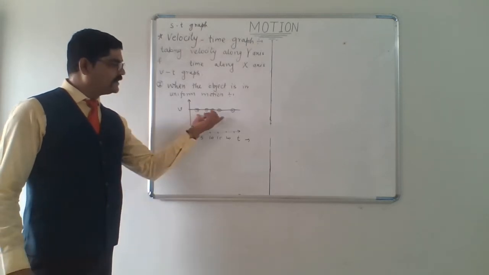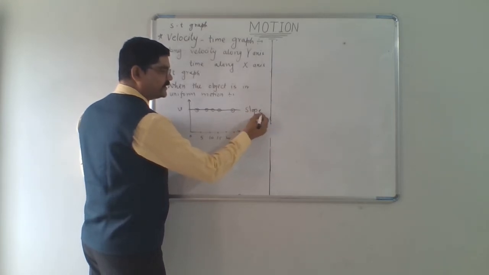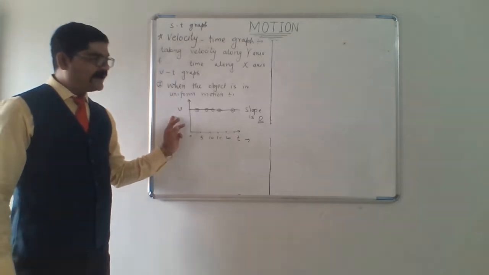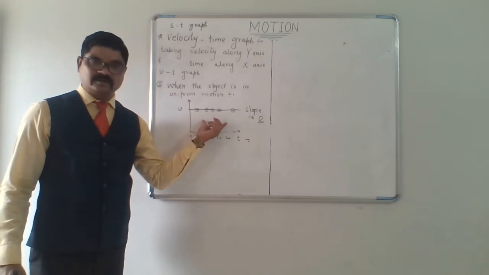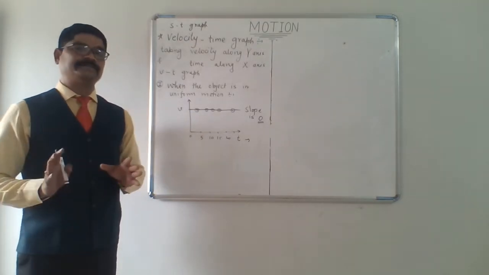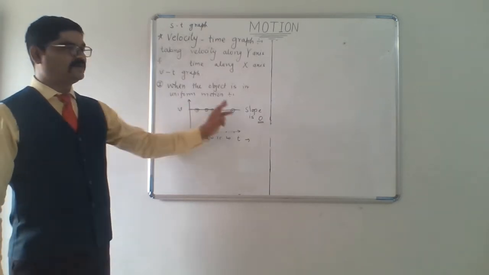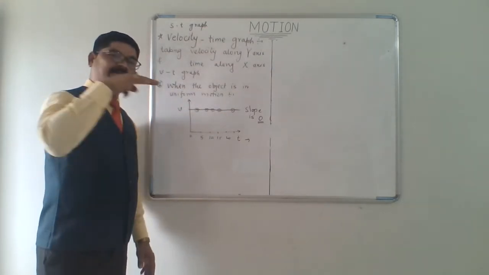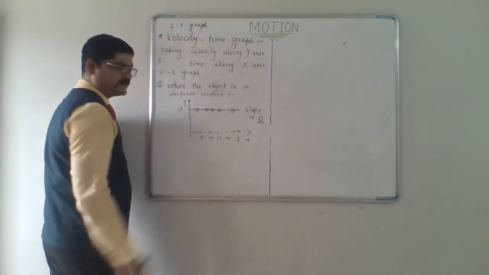And as this line is parallel to the time axis, so slope with x-axis is 0. This has an important property here. As the slope is 0, the acceleration of the object when object is in uniform motion is 0. So this is the first type of graph, the velocity time graph for an object in uniform motion. It is a line parallel to time axis, line parallel to x-axis. This is our x-axis and y-axis.